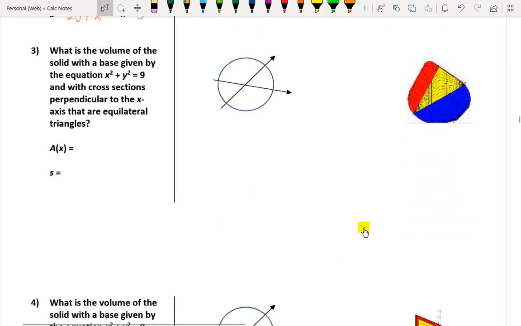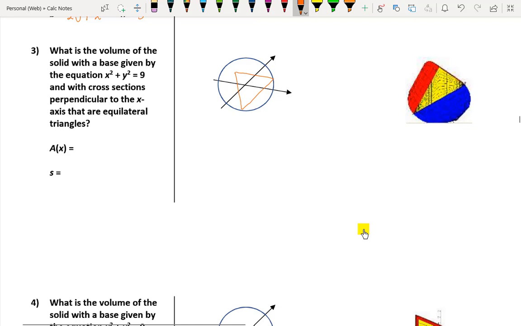The third example here uses the same base, so we have a circle base here, but this time our cross sections are again perpendicular to the x-axis that are equilateral triangles. So you'll notice again, I'm going to draw the base. Okay, my base is still upper minus lower, which is the same base. But this time it's an equilateral triangle, so that means that all 3 sides are the same. So I'll try and draw this with all 3 sides that are the same.